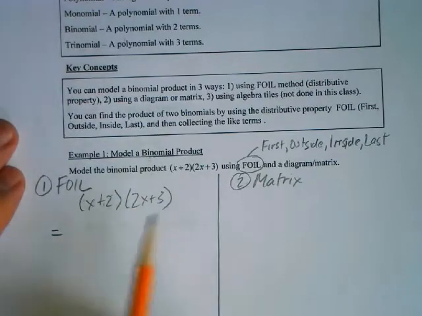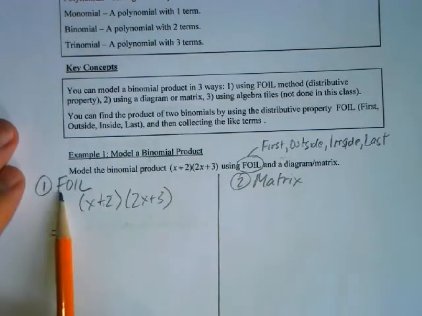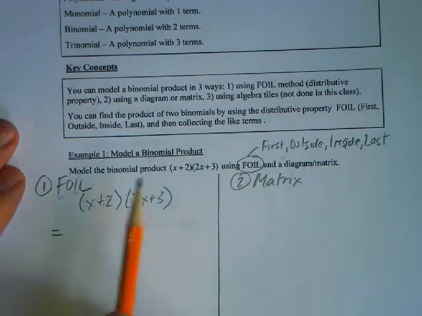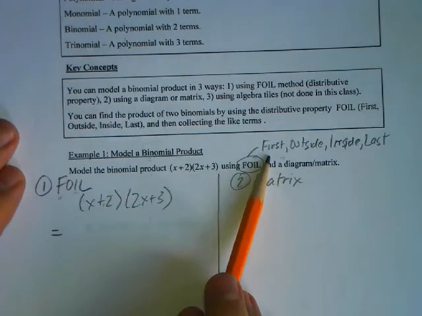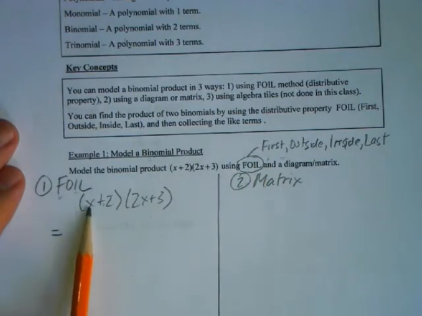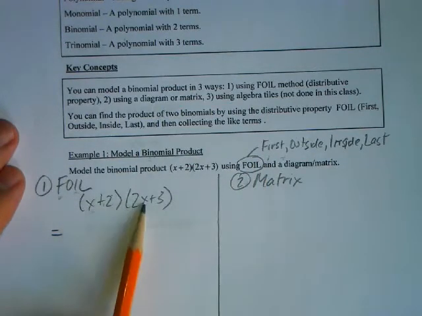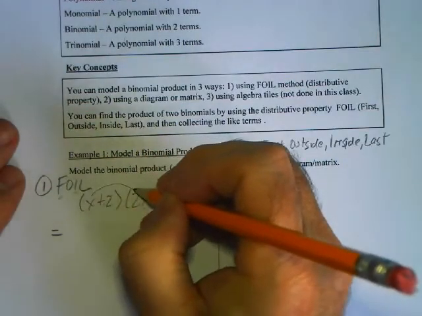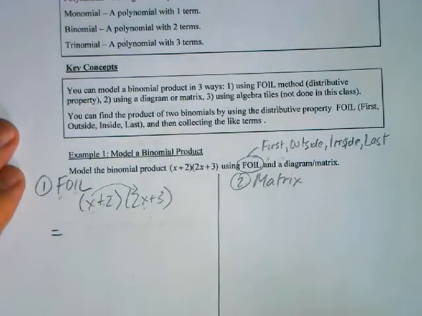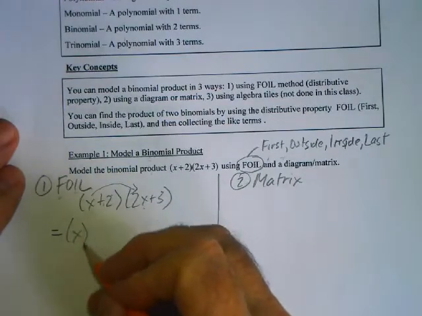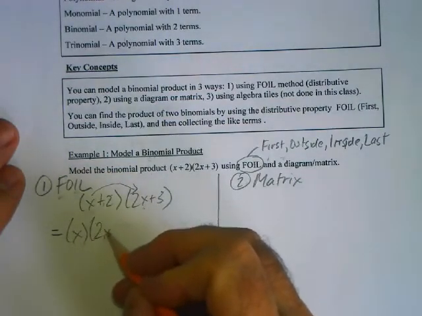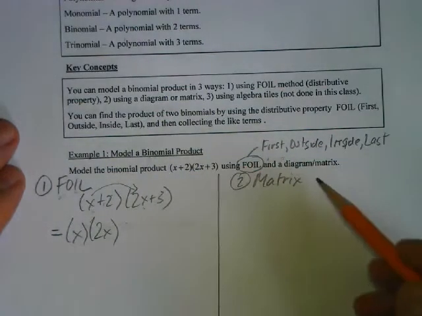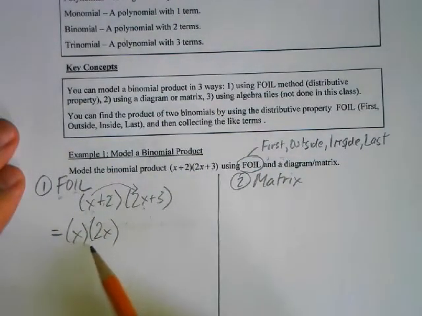So the first thing we do is we follow the instructions from FOIL. It says the F stands for multiply the first terms together. So that means that these two terms, x and 2x, are the first terms. So I could show that with an arrow here. That's the first. I could write it out as a multiplication first. Okay. So that takes care of the F, the first.